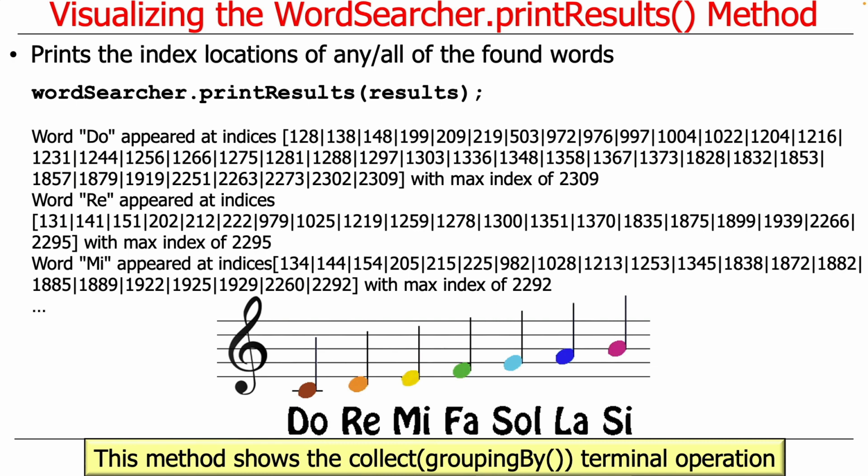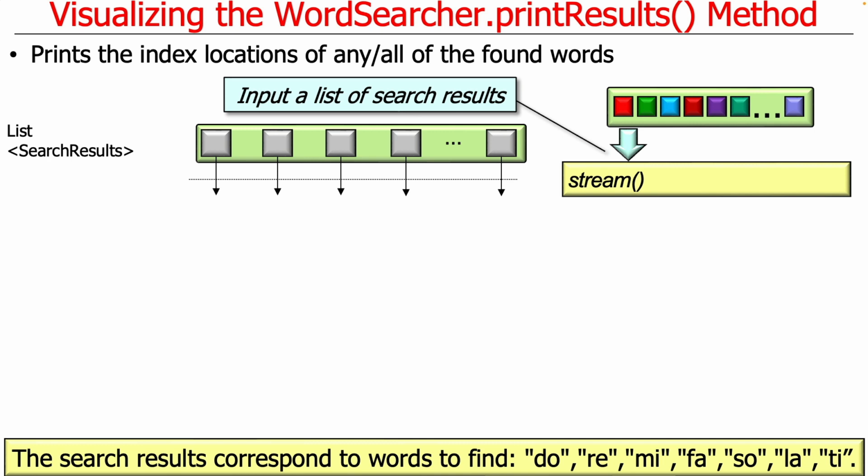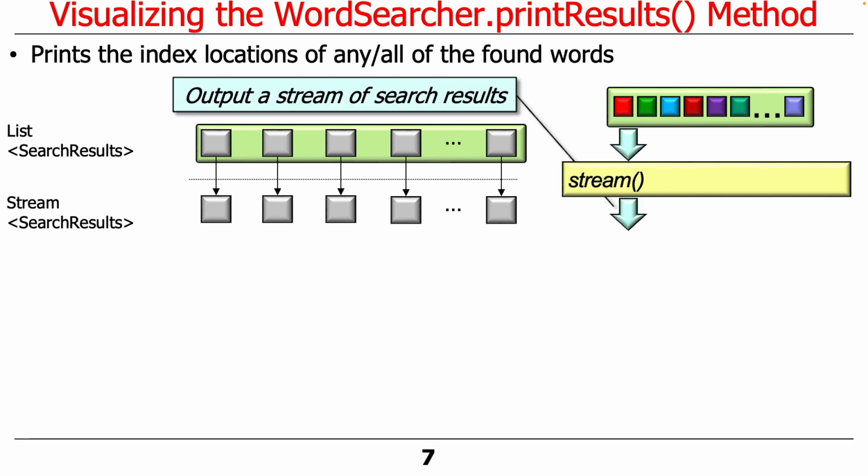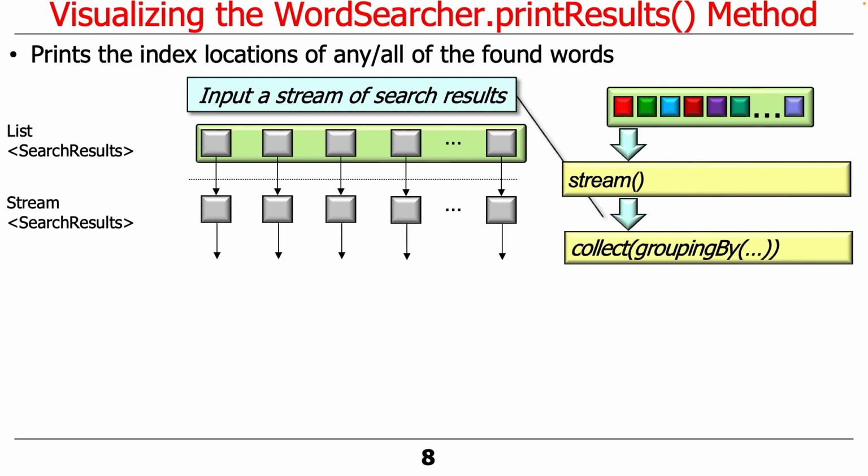And we're really doing this to demonstrate some other things, which is the use of collect and grouping by as a terminal operation. So to visualize this, we want to start out with a list of all the search results. This is what came back here. This is going to be these search result objects that correspond to these words. And we turn that list into a sequential stream of search results. So now we have a stream of search results.